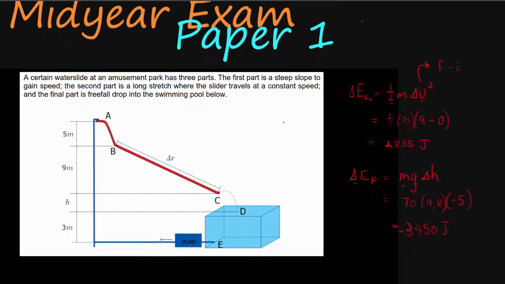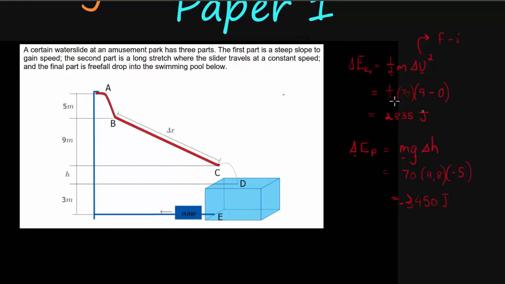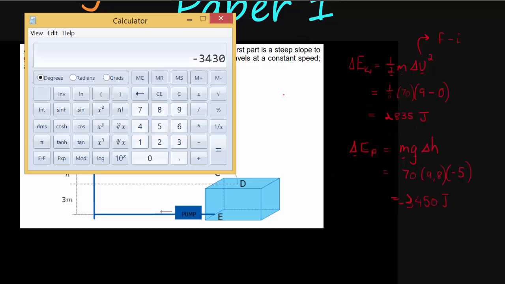But now what about, he's lost more potential energy than he gained in kinetic energy. So what is the difference? If I just add, this is how much I lost, what if I just add the 2835, I get 595. What happened to that 595 joules of energy? Well, that's the next question.